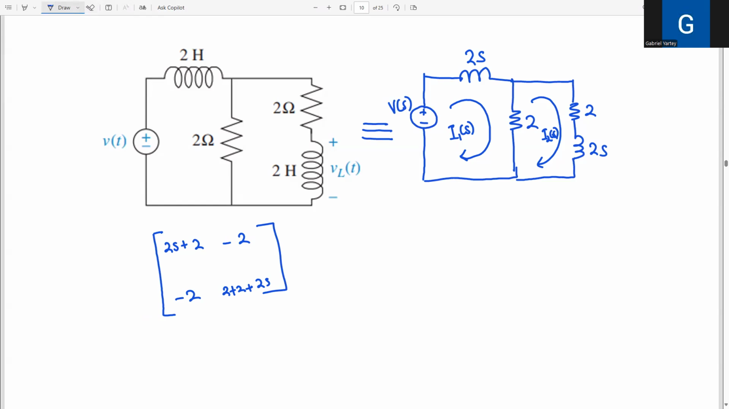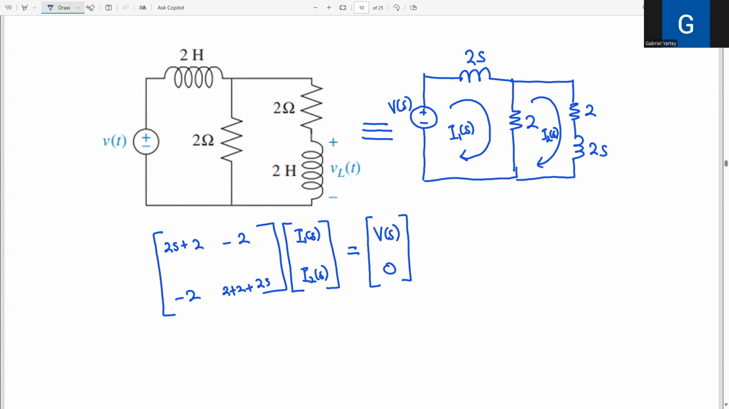Now, this matrix represents impedances, right? So I have to do it in such a way that when I multiply the impedance with the current, I have to get voltage, right? So the first one here is the current I1 of S, and the current here is I2 of S, right? And then for the voltage is V of S and 0.